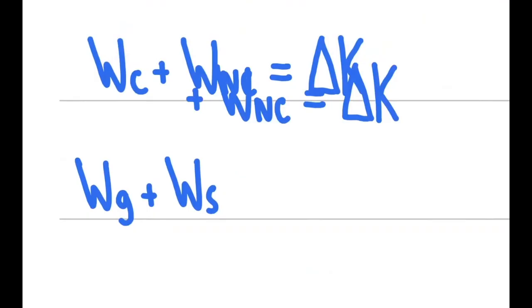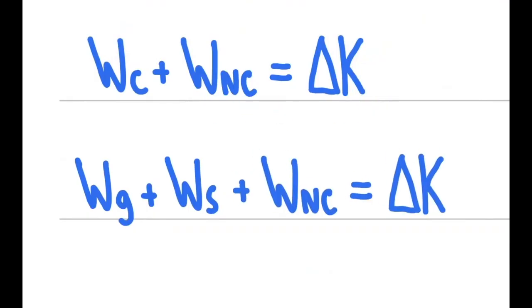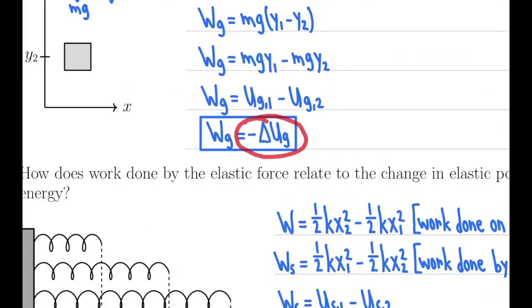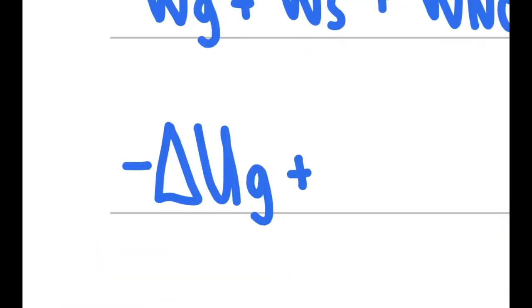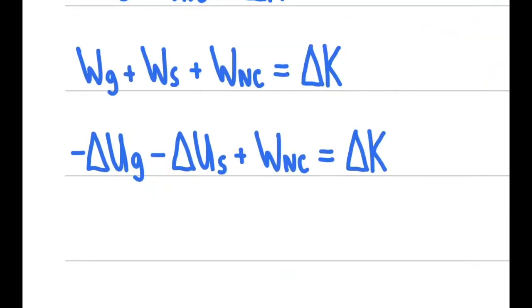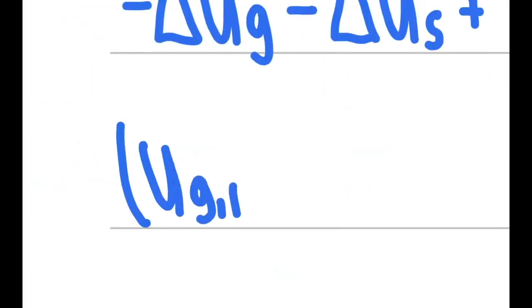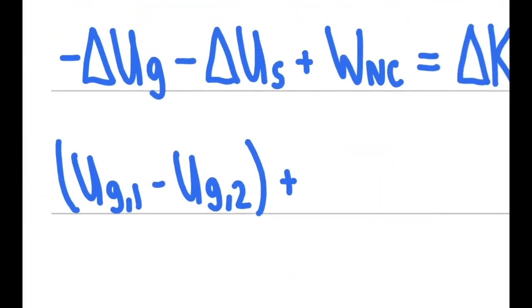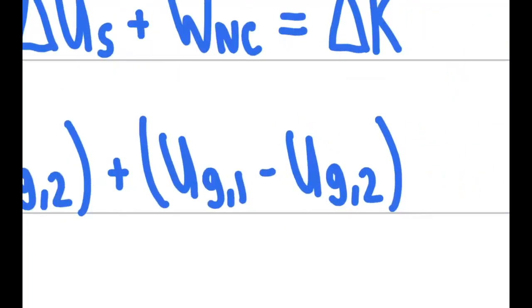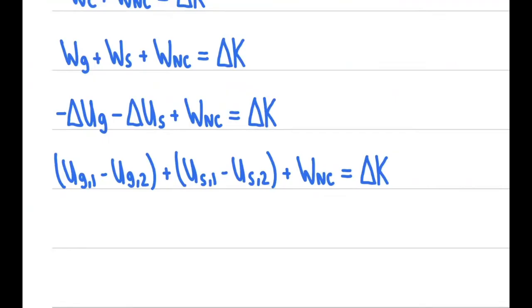It's a mini assumption there that the only conservative forces that we're dealing with are gravity and the spring force. And we know that W sub G is just negative delta UG, and W sub S is negative delta US. And negative delta UG is just UG1 minus UG2. And negative delta US is just US1 minus US2. And I'm going to write the delta K as K2 minus K1.